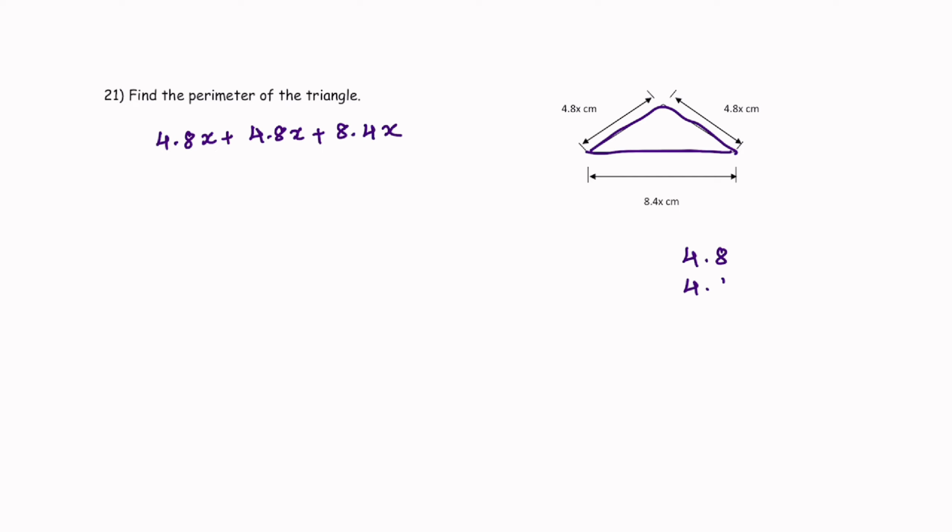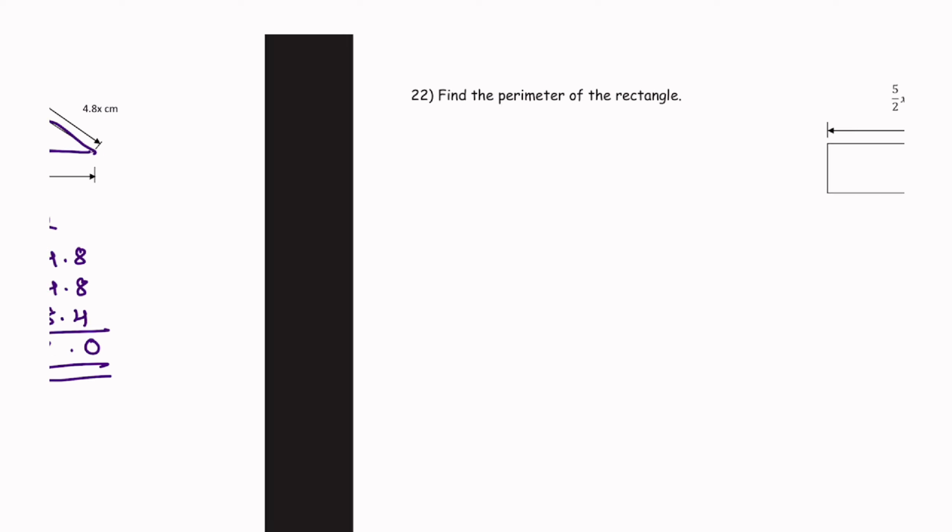Let's do the addition here. 4.8, 4.8, and 8.4. 8 plus 8 is 16, 16 plus 4 is 20. So I put 0 here and 2 here. 8 plus 4 is 12, 12 plus 4 is 16, 16 plus 2 is 18. So the answer is 18x centimeter units, because that's the unit given to us.